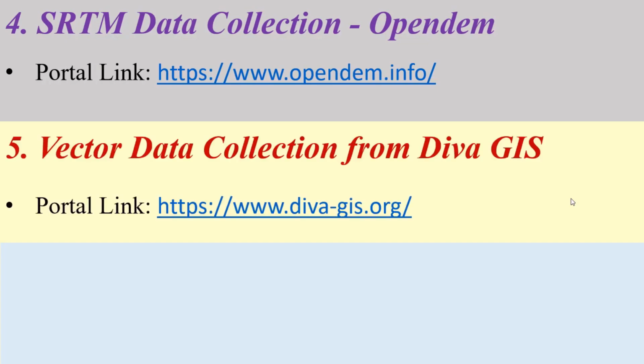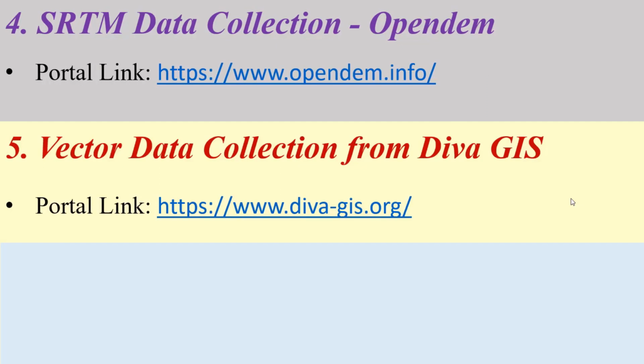The fifth one is vector data collection from Diva GIS. This portal provides open source software as well as spatial data for entire world. It is one of the popular portals to download vector data. The web link for the page is mentioned here. You can use it to go to web page.